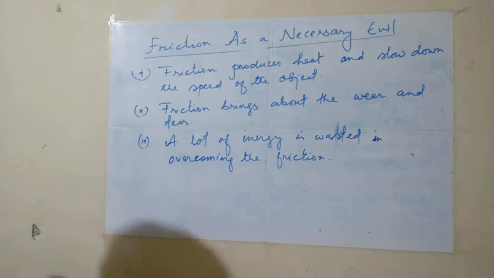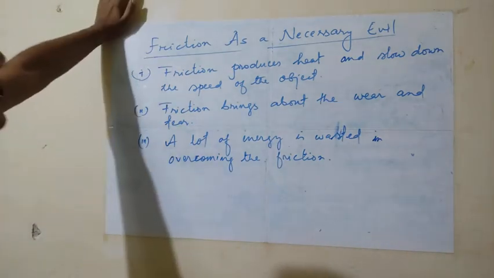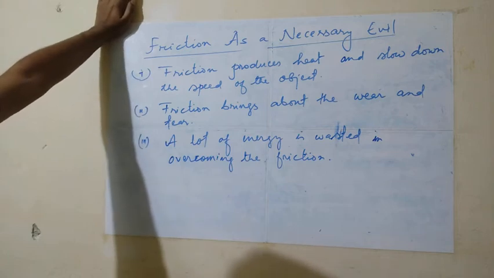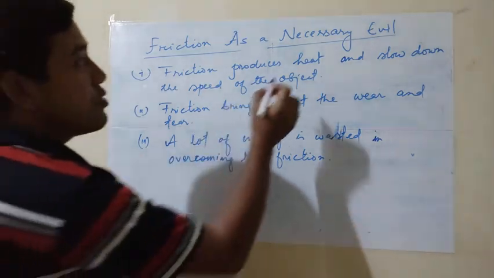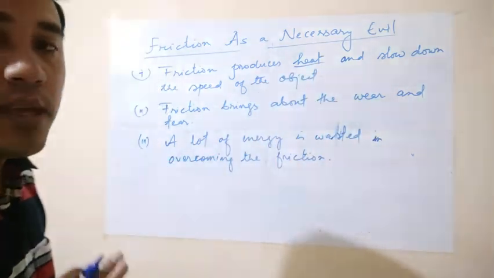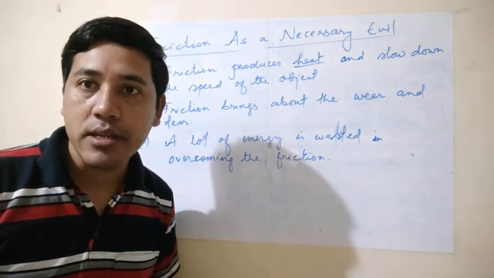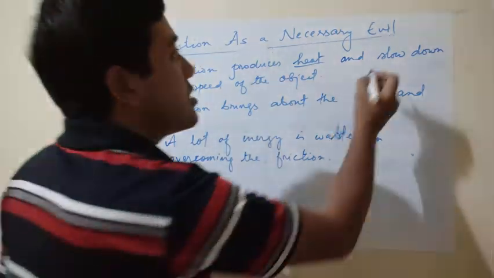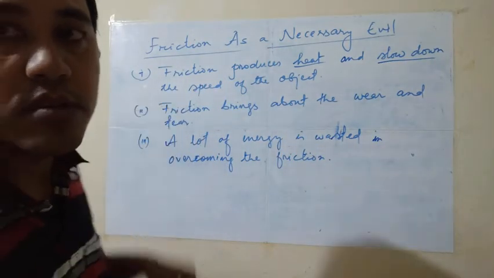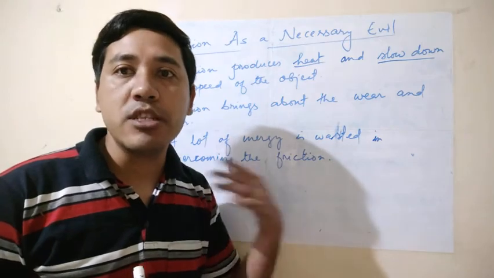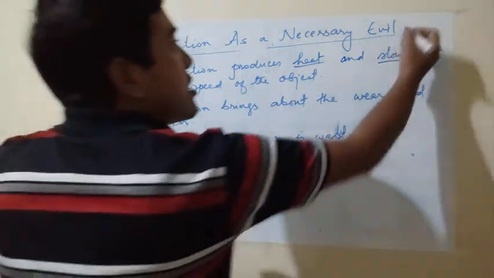Now see, these three are the most important parts. Why is friction considered a necessary evil? Number one, friction is considered a necessary evil because friction produces heat. If heat is produced, then any object will easily catch fire. And also because of the friction, the speed of the object will be slowed down. That is why friction is considered a necessary evil.